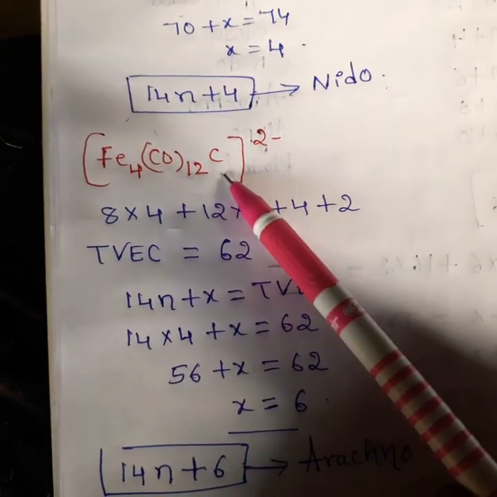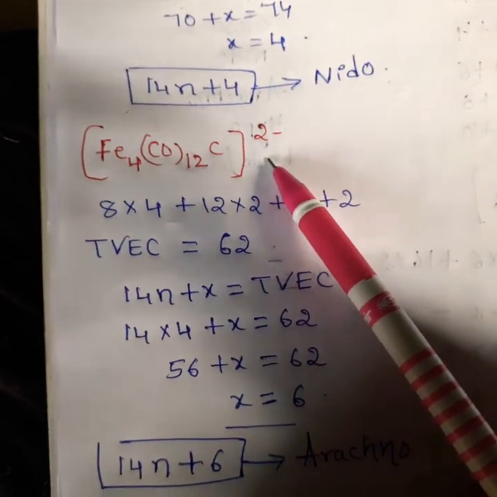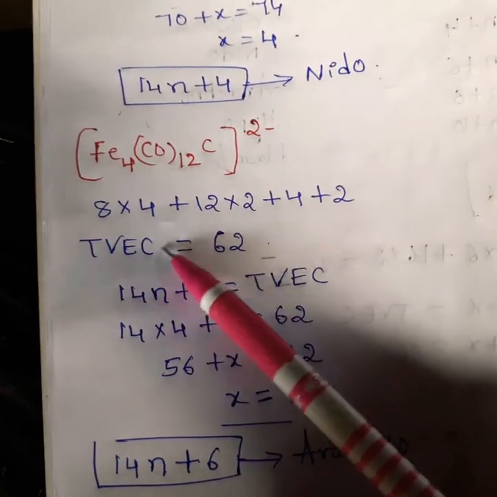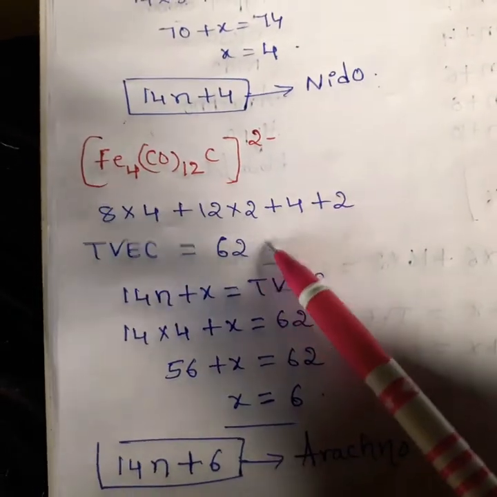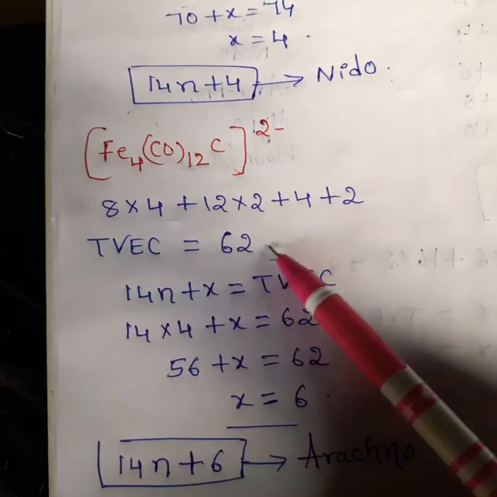We know the valency electrons present in carbon are 4. And here they have given minus 2. That means here we have to add plus 2. So if we calculate this we will get 62. So now we have calculated the total valency electron count and we got 62.